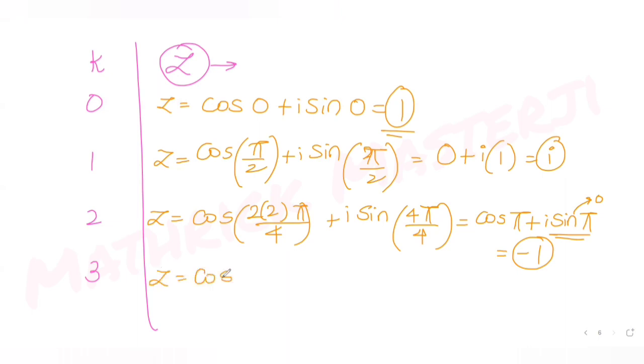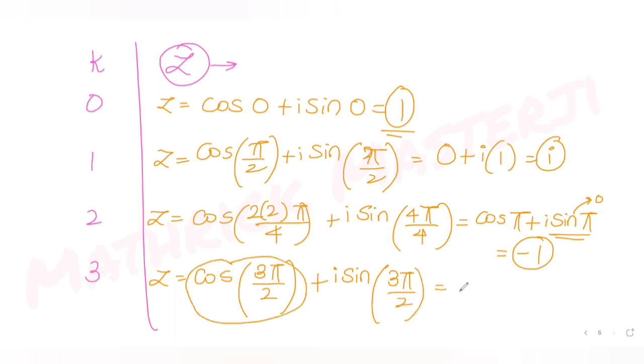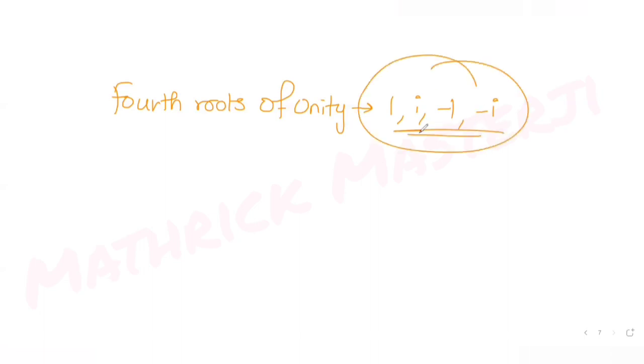And if I put 3, cos of 2 into 3 pi divided by 4, so that gives you cos of 3 pi over 2 plus I sine 3 pi over 2. So that gives you cos of 3 pi over 2, which is basically again 0, and sine of 3 pi over 2, which is minus 1. So that gives you minus I. So solving this and putting all the four values of k, I've got four roots of unity, and those four roots of unity that were asked to us are 1, I, minus 1, minus I. So these are my four roots of unity that were asked to us.